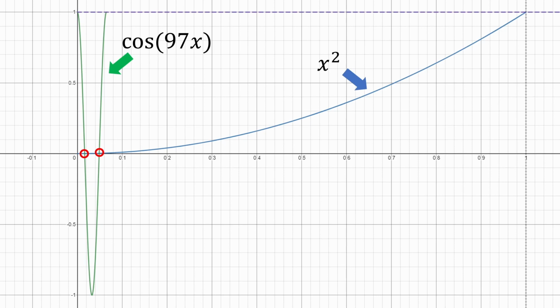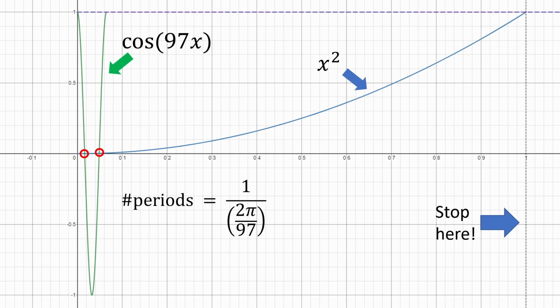There they are. Also notice that we need only calculate the number of intersection points up to x equals 1, because after that, x squared would be greater than 1, but cosine 97x will always oscillate between 1 and negative 1. So the problem comes down to this: how many periods or cycles of cosine 97x can we fit between 0 and 1? That's easy. It would just be 1 divided by the period, or 1 over 2 pi over 97. That would be 97 over 2 pi, or about 15.4. That's the only hand calculation required in this problem.